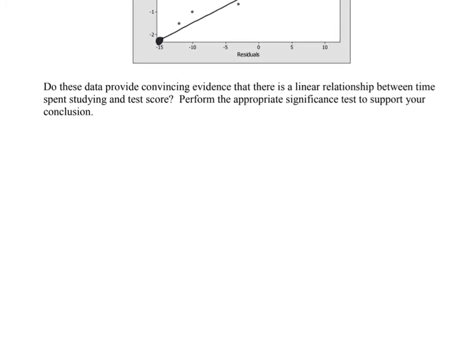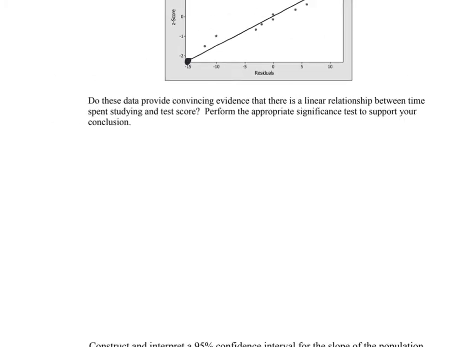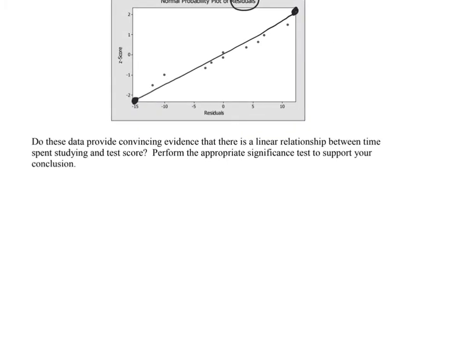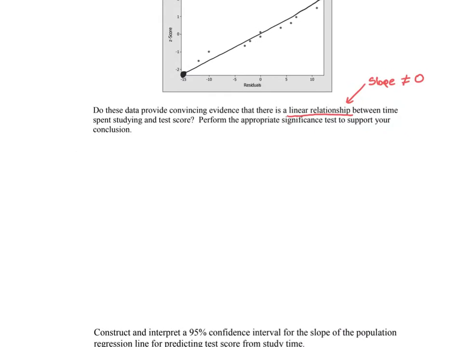Do these data provide convincing evidence of a linear relationship between time spent studying and test score? Perform the appropriate tests of significance to support your conclusion. So when we are asking for a linear relationship, I need the slope to not be 0. That's it. And if they said a positive linear relationship, I want the slope to be greater than 0. If it's a negative, I want it to be less than 0. All right, so let's dial in this convincing evidence. That is a PHANTOMS problem.